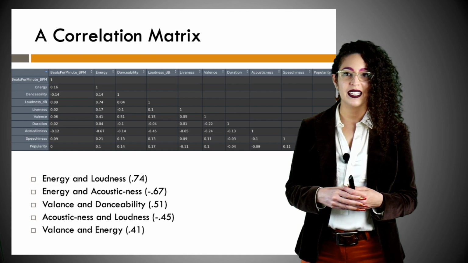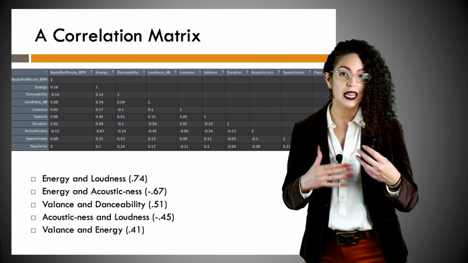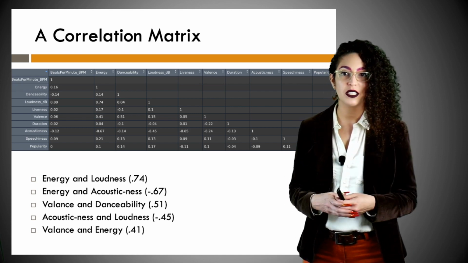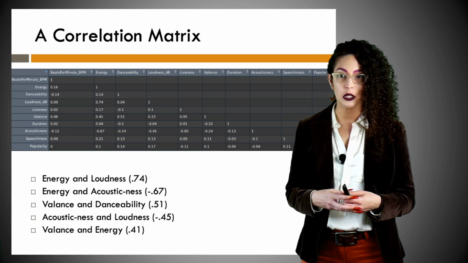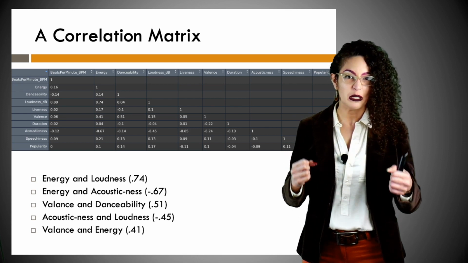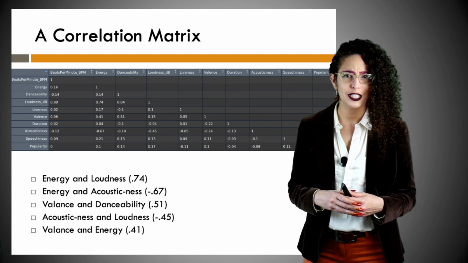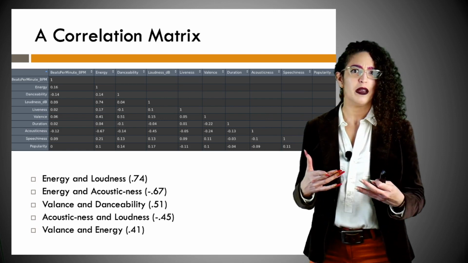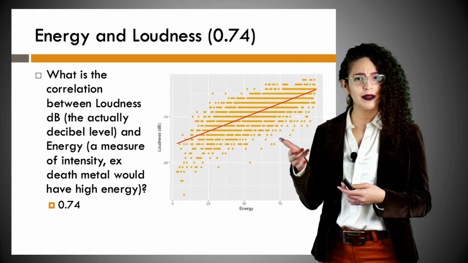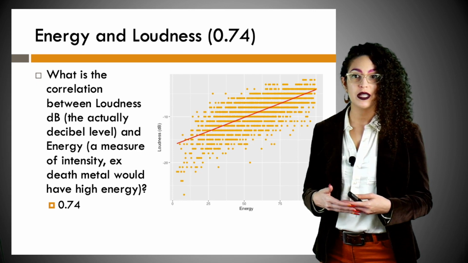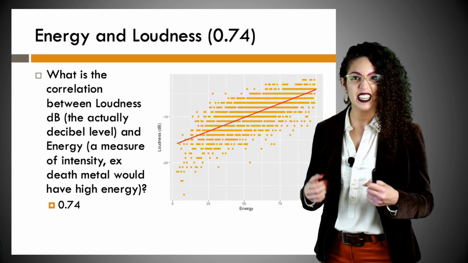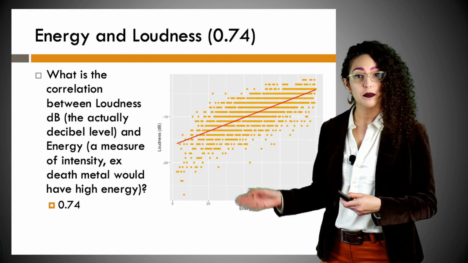And valence and energy. So valence, again, is how happy or sad it makes you. And energy is actually related to the thrashiness of it. I looked up these variables, and yeah, energy is most related to something like death metal. What is the correlation between loudness in decibels and energy, a measure of the intensity of something like death metal? It's 0.74.